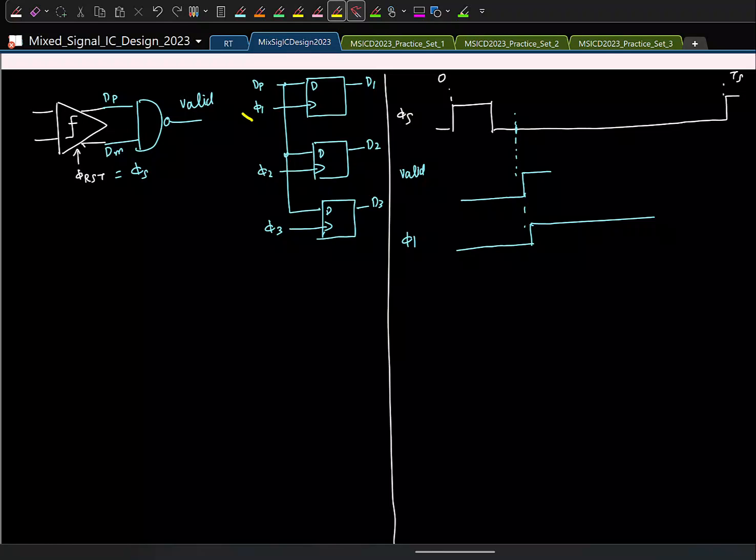So one way to generate this clock phi 1 is you take a D flip-flop. Valid itself, yeah, we'll use valid as a clock. Remember, once valid goes high is when this has to rise, right? So valid must be given as a clock to another D flip-flop like this.